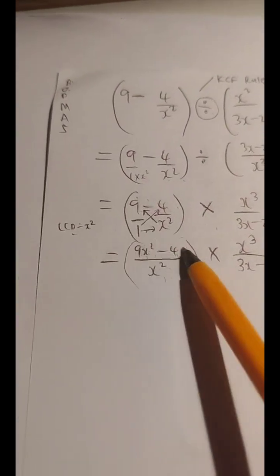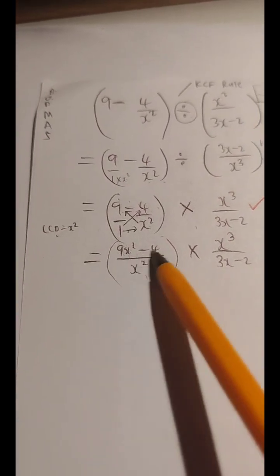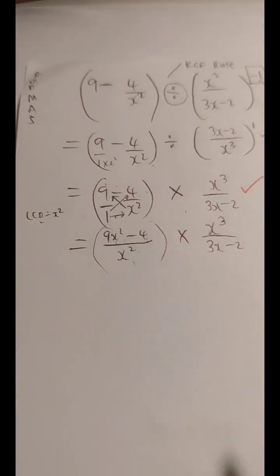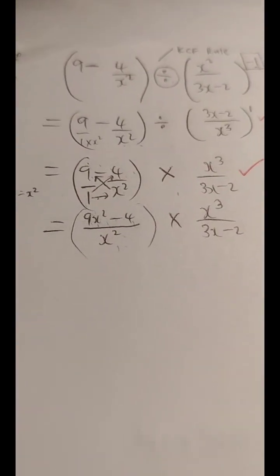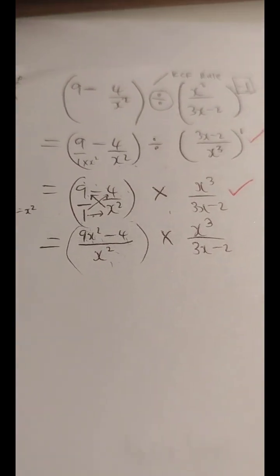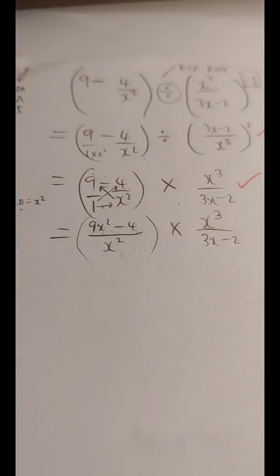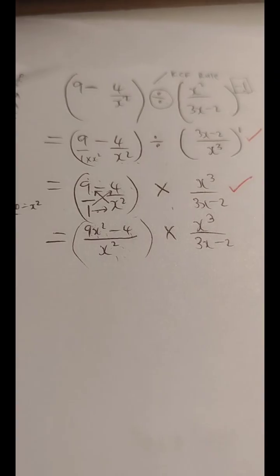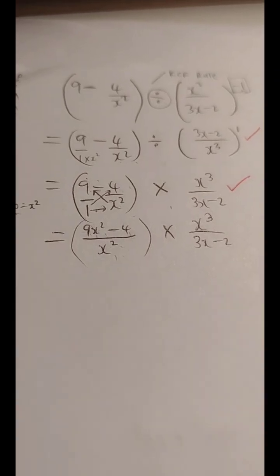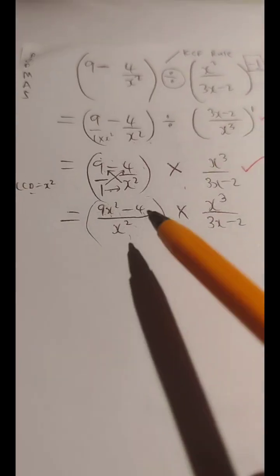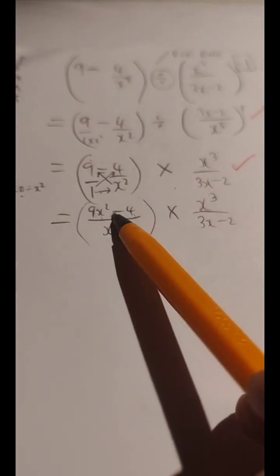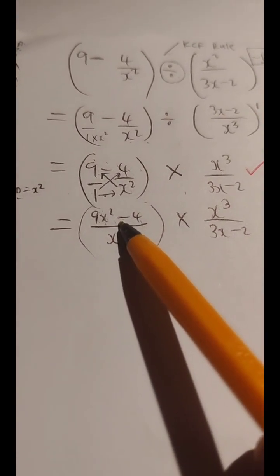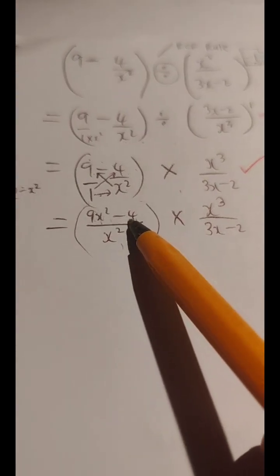What is this, guys? Can we apply any type of factorization here with 9x squared minus 4? I am asking you guys, you tell me, is there any type of factorization that can be applied in this numerator? 9x squared minus 4. What do you guys see? There are two terms in the numerator. These two terms, what do you see? Is there a highest common factor?